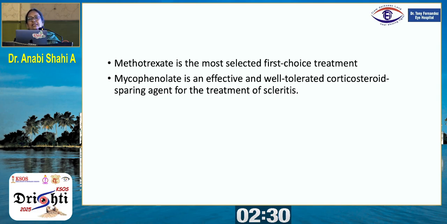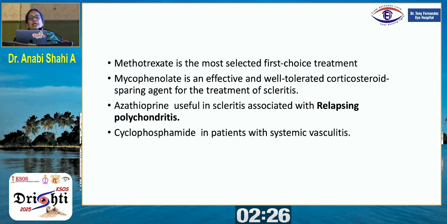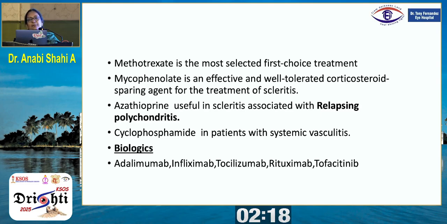Methotrexate is the most selected first choice. Then comes MMF or mycophenolate. Azathioprine is useful in scleritis associated with relapsing polychondritis and cyclophosphamide in patients with systemic vasculitis. Biologics come as the third line of management: adalimumab, infliximab, tocilizumab, rituximab and tofacitinib. The next speaker will be talking in detail about the biologics, so I am not going into the details.